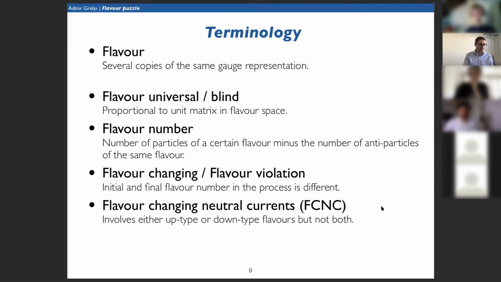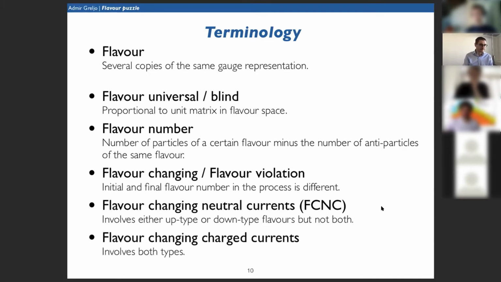There are two types of interesting flavor violation. The first one has to do with the neutral currents, flavor changing neutral currents, or FCNC. These involve either up-type flavors or down-type flavors, but not both. And the second group are charged currents, so flavor changing charged currents. They involve both up types and down types. For example, in the quark sector, it would be up-type quarks and down-type quarks. In the lepton sector, it would be neutrinos and electrons. All right, so these are just some words that I will use in the following.